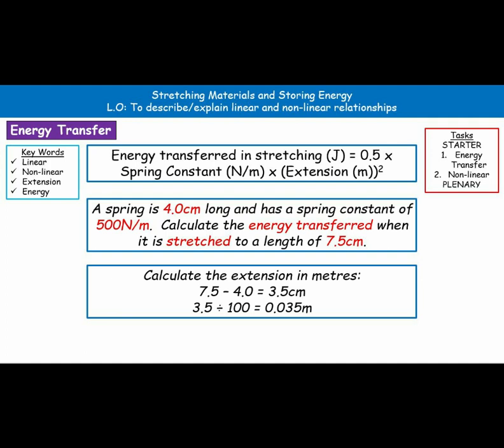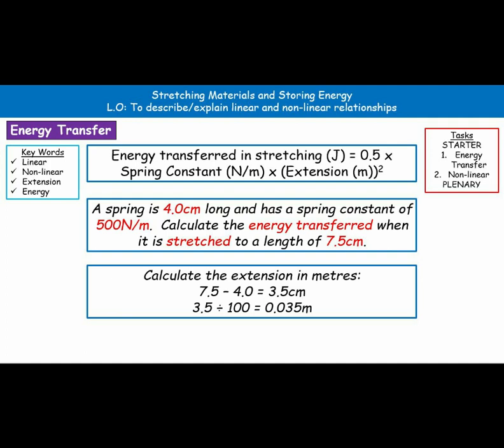So the next thing we need to do then is to calculate the extension in meters. Now in our question it tells us the spring is starting off at 4 centimeters and it's being stretched to 7.5 centimeters. So to work out the extension we do our final length 7.5 minus the initial which is 4. That gives us an extension of 3.5 centimeters.